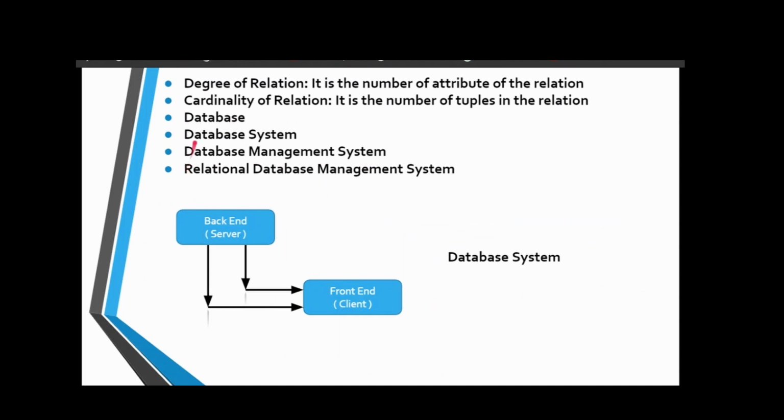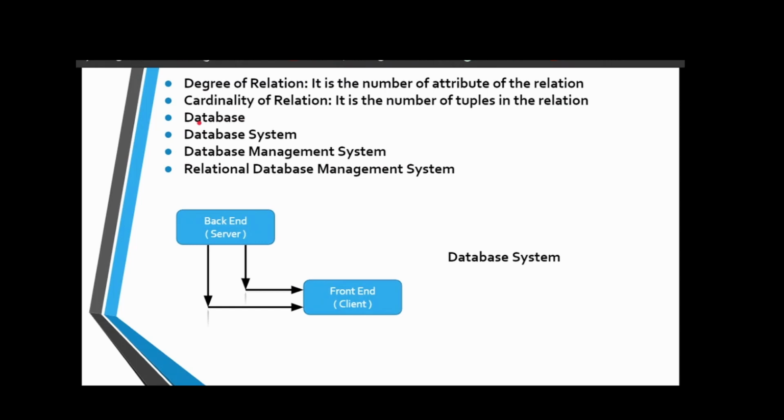Now some more terms I would like to discuss over here. First is degree of relation. Degree of relation means it is the number of attributes of the relation, means number of fields. Now second is cardinality of relation, means number of tuples, means number of records. Now come to database. What is database? How we can define a database?